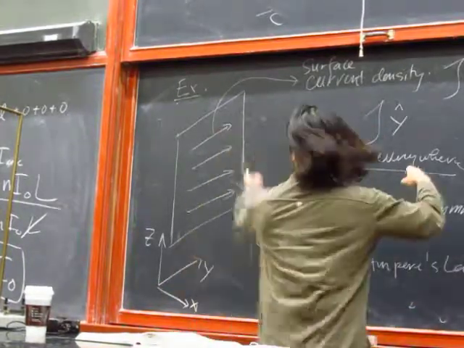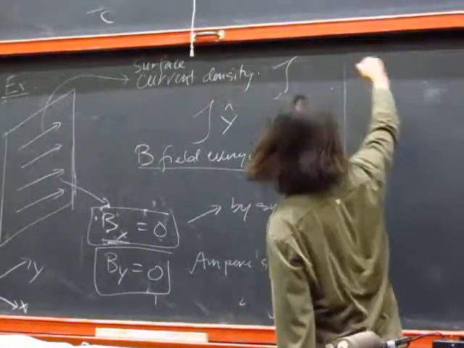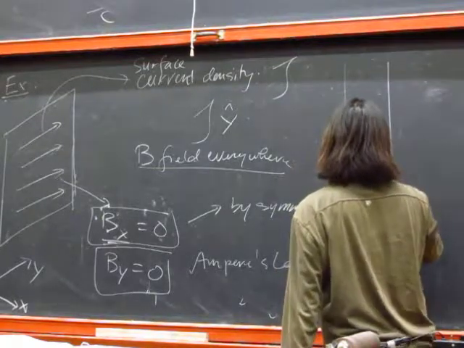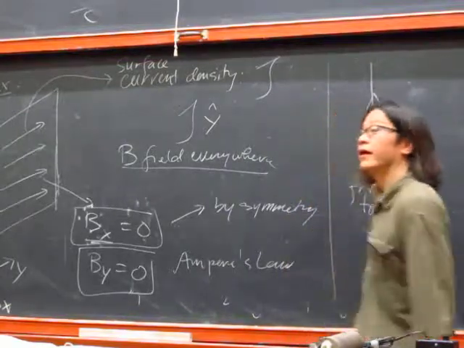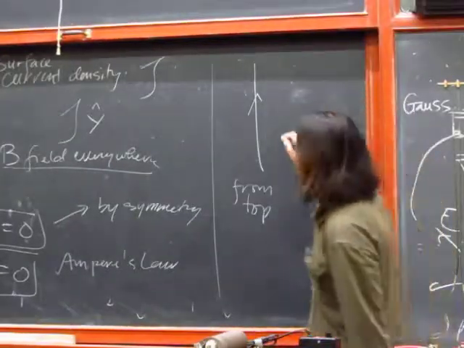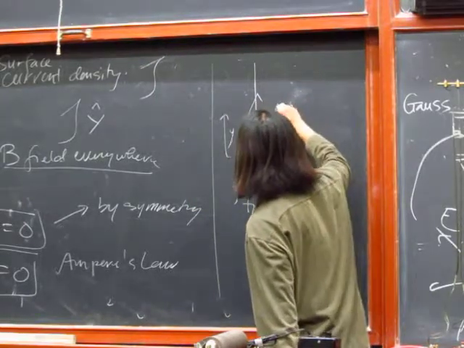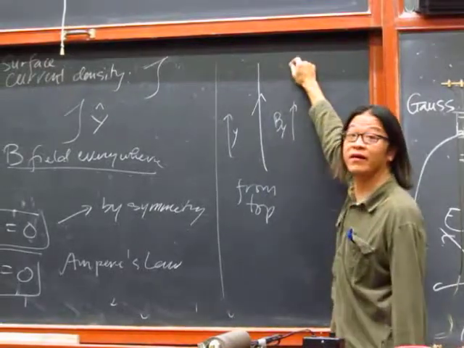If I look at this current, if I draw it from the top, looking from the top, it's a sheet, and then there is current going that way. This is the direction of y. If there is a B field in the y direction, then it has to be the same everywhere.